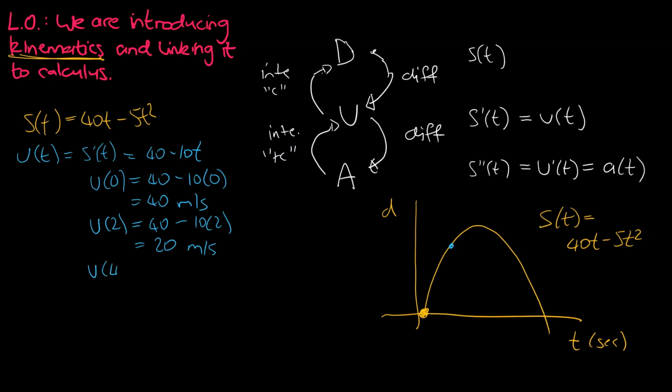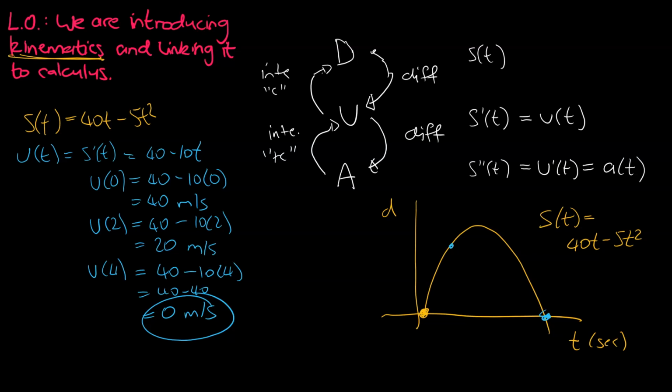So let's say after 4 seconds, how fast is it traveling? That's 40 minus 10 times 4. That's 40 minus 40, which is 0 meters per second. What that means at this point is it has stopped moving. So maybe that's where the ball has hit the ground. Maybe it's taken 4 seconds to go from start to finish.